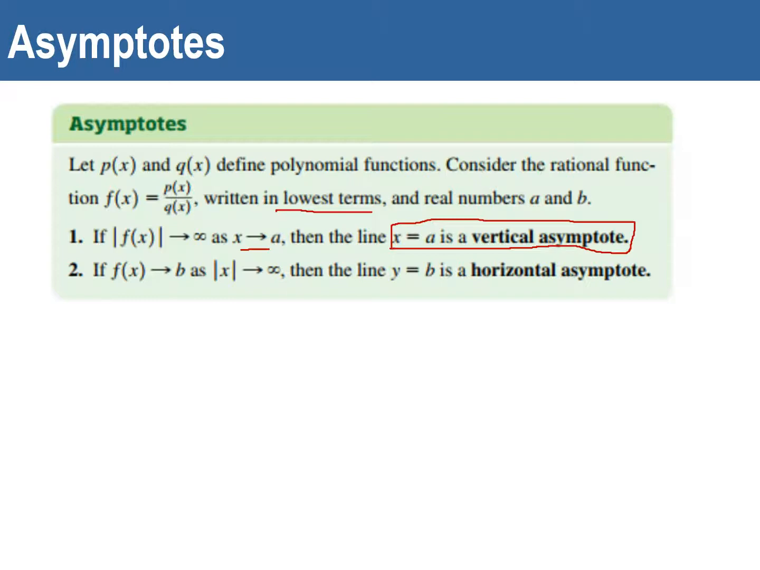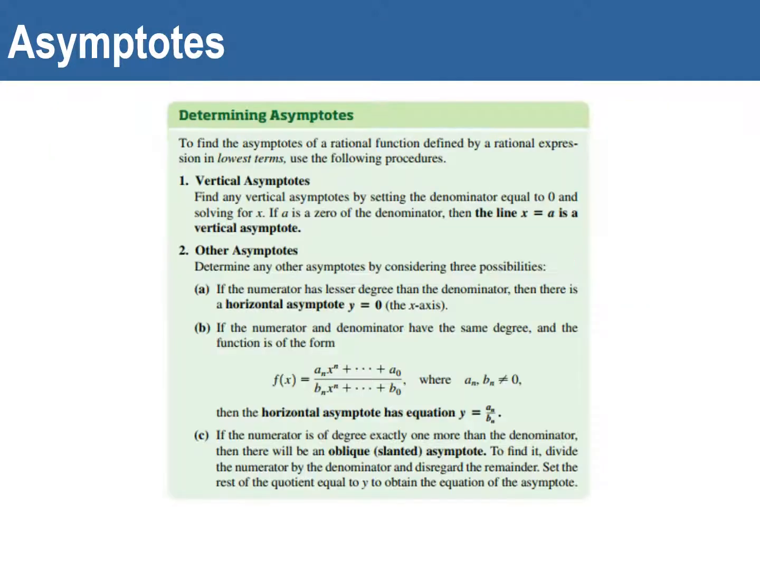If the function approaches a number b as x approaches infinity, either positive or negative, then the line y equals b is a horizontal asymptote. In order to determine the asymptotes, for vertical asymptotes, once you have reduced your rational expression to lowest terms, you're going to set the denominator equal to 0. Anywhere that the denominator is 0, you're going to have a vertical asymptote of x equals a.